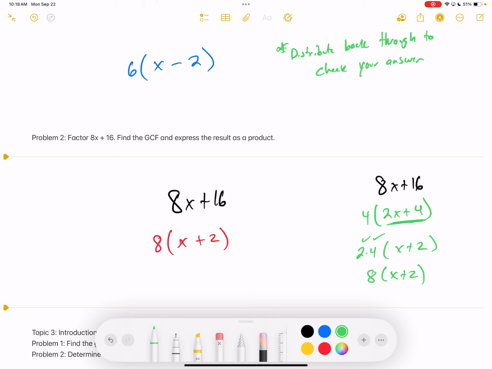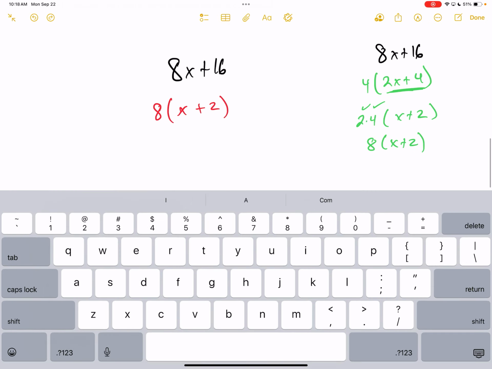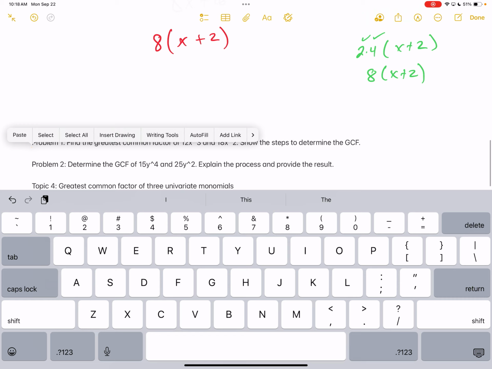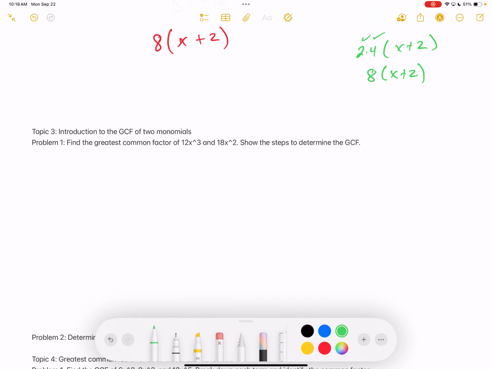So always try to pull out the biggest number, but if you happen to pull out a number too small, that means you can pull out a number again, which you multiply the numbers on the outside, if that makes sense. So try not to do that, but if it does happen, you should be able to catch it pretty easily because the numbers will be smaller to work with.